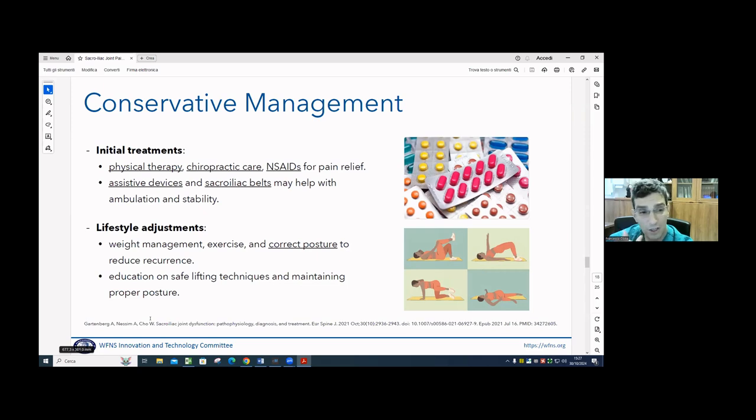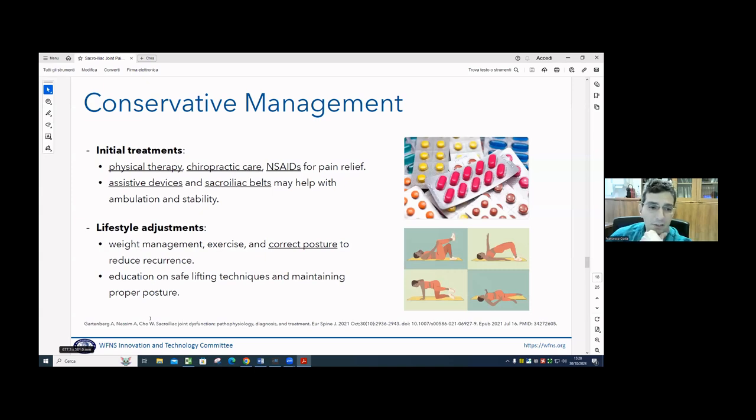Usually, initially, it is physical therapy. Non-steroidal drugs can help for pain relief. Assistive devices and sacroiliac belts may help in order to reduce the biomechanical stress, and some lifestyle adjustments obviously help, like weight maintenance, exercise, a correct posture, and a correction of the core, so strengthening of the abdominal muscles can help in order to have compensation from the muscular part.